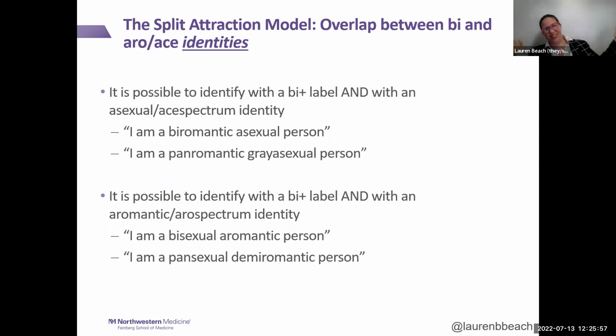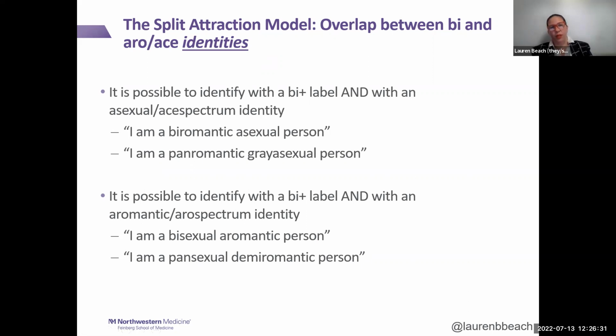there's 4 possibilities. I'm going to probably screw this up. But anyway, you can be allosexual and aromantic, allosexual and romantic. You can be asexual and aromantic. You can be allosexual and aromantic, etc. Like there's all these different ways you can identify, and that's tied into the split attraction model. But if we dig down into what the split attraction model might mean in terms of bisexuality and asexuality, or in these different combinations, I just wanted to point out it's possible to identify with the bi plus label and with an asexual or aspectrum identity in the split attraction model.